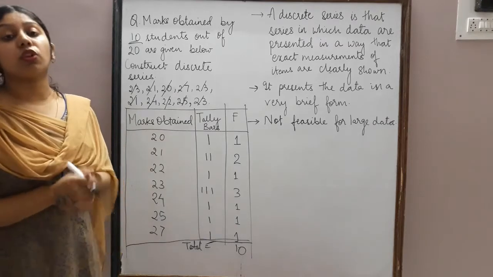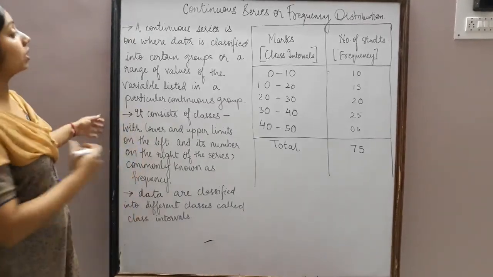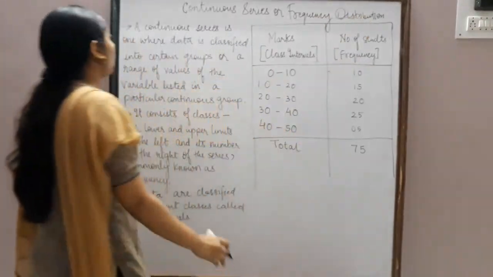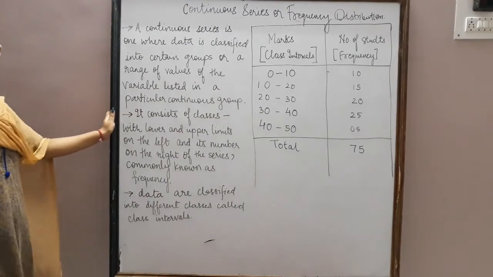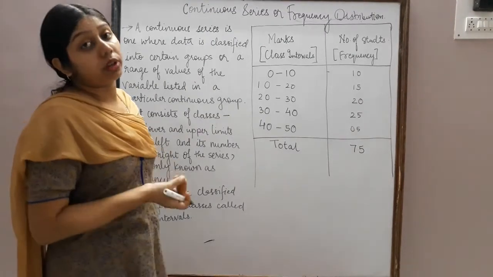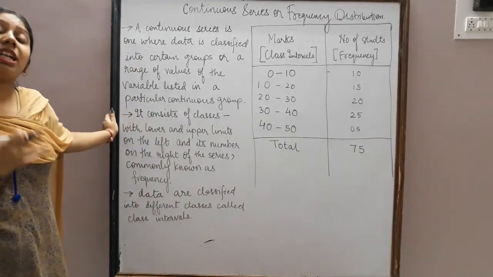Okay. Now let us move on to the next one. The next type of series we move on to is the continuous series or frequency distribution. Now talking about the previous one, we saw that it is only feasible or only compatible with the data when the data is small.